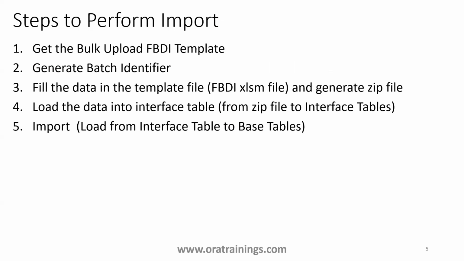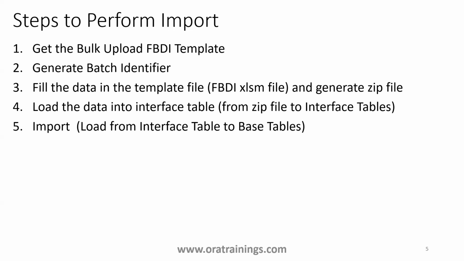The first step, if you observe the list of steps mentioned here, is that we have to identify the correct FBDI template based on the ERP version. Next, we have to generate the batch identifier before filling up the data. The next step is to generate the zip file. And the next step is to take the generated zip file from the third step and load the data into the interface table. And the final step is the import job. Okay, these are the high level steps, but we'll try to understand in detail one by one.